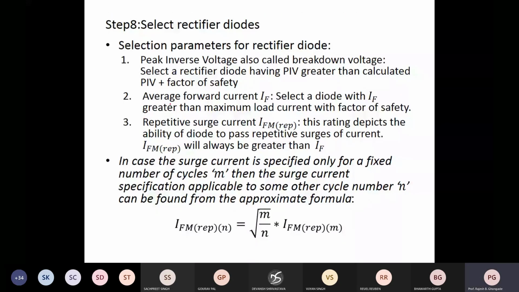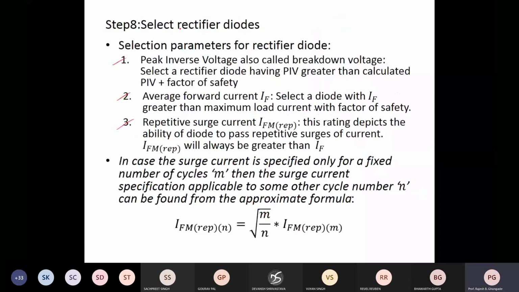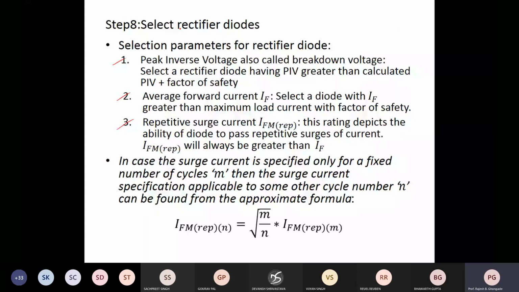Next is the selection of rectifier diodes. Rectifier diodes are selected on the basis of peak inverse voltage, average forward current, repetitive surge current, and of course the non-repetitive surge current also. Now, I was saying peak inverse voltage. Here in this case, we can easily find out the peak inverse voltage. And average forward current, that is a DC current.